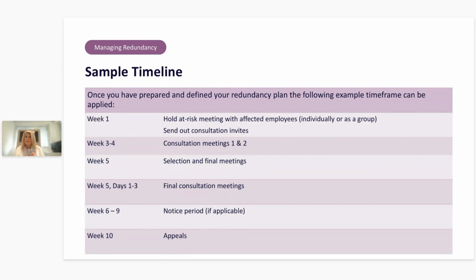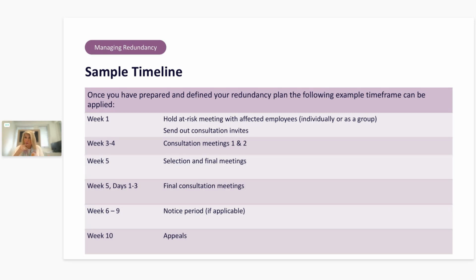Weeks 3 to 4, this is when you run the consultations. During the consultations, you will discuss the employees' views and alternatives to redundancy and answer any questions that they have. Invite feedback on the process and the selection criteria if appropriate, and keep a record, as I said, of all discussions. Week 5 is when you go through the selection process using your selection criteria and introducing any feedback that you might have got through that consultation process. Keep, again, an accurate record of any scoring or assessment that you are using and be able to justify that.